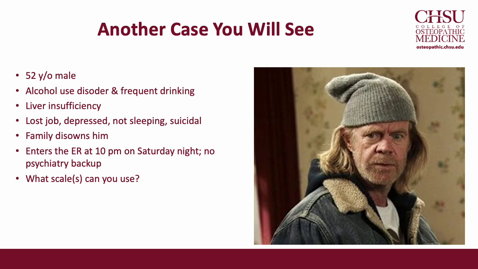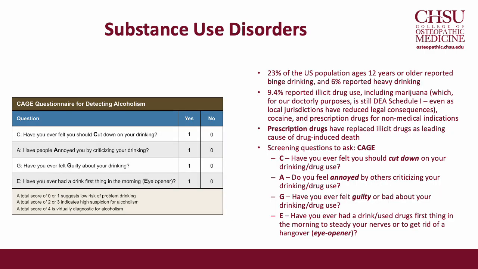The second-year osteopathic medical student should also be very familiar with screening for substance use disorders. I want to discuss with you a case of a 52-year-old male. This gentleman has alcohol use disorder and frequent drinking behaviors. He's also been found to have liver insufficiency, has lost his job, feels depressed, is not sleeping, and has suicidal thoughts that are worse when intoxicated. His family has disowned him. He enters the emergency room at 10 p.m. on Saturday night, and there's no psychiatrist there to see this patient. What scale can be used as a screening instrument to better assess this gentleman's presenting problems?